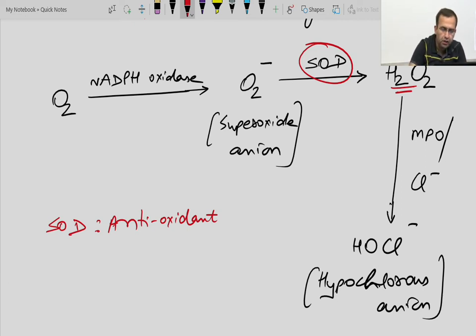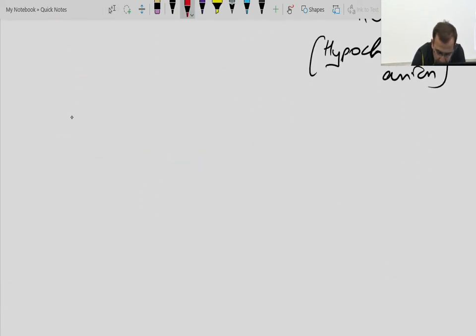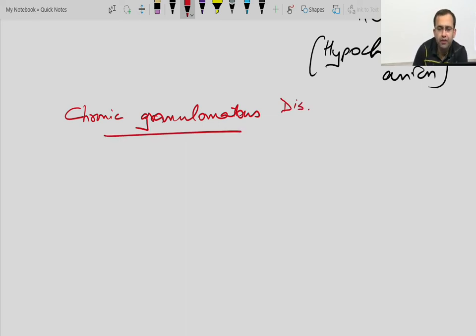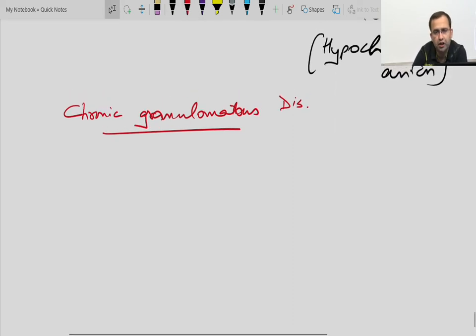Next point, any defect in the NADPH oxidase pathway leads to chronic granulomatous disease. So this gets us to chronic granulomatous disease. First we have seen the NADPH oxidase pathway. Now a defect in the NADPH oxidase pathway leads to chronic granulomatous disease, CGD. First point, NADPH oxidase is a complex of numerous proteins.